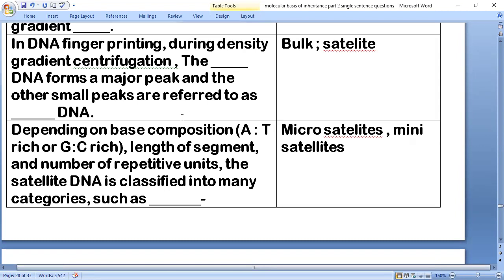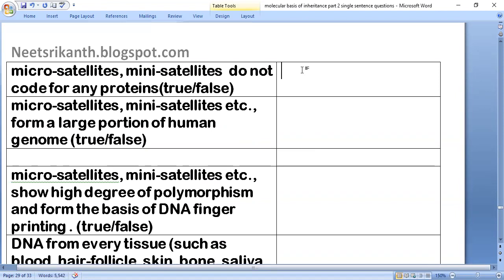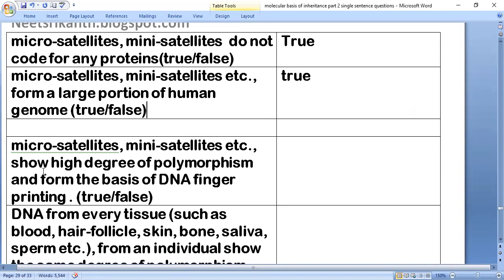Likewise, micro and minisatellites do not code for any protein. Yes, they do not code for any protein. Microsatellites and minisatellites form a large portion of the human genome. Yes, they form a large portion of the human genome. Microsatellites and minisatellites show a high degree of polymorphism and form the basis of DNA fingerprinting. True or false? True.